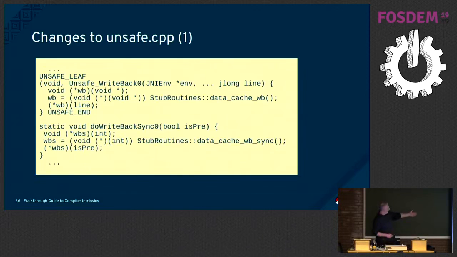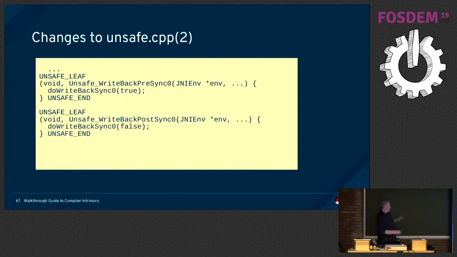There's another helper routine which does a synchronization operation. It takes a Boolean argument, true or false, to say whether it's a pre-sync or a post-sync. So there's another JIT routine that does that. And the JIT code gets called from the implementations of the Unsafe methods. We actually call out to those helpers to do the two different write-backs.